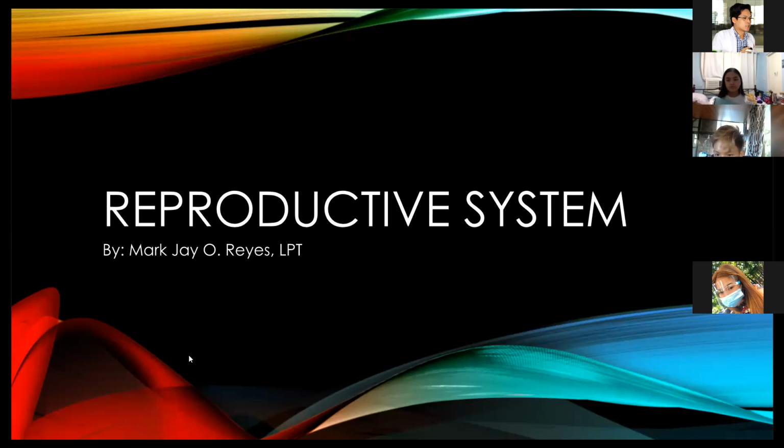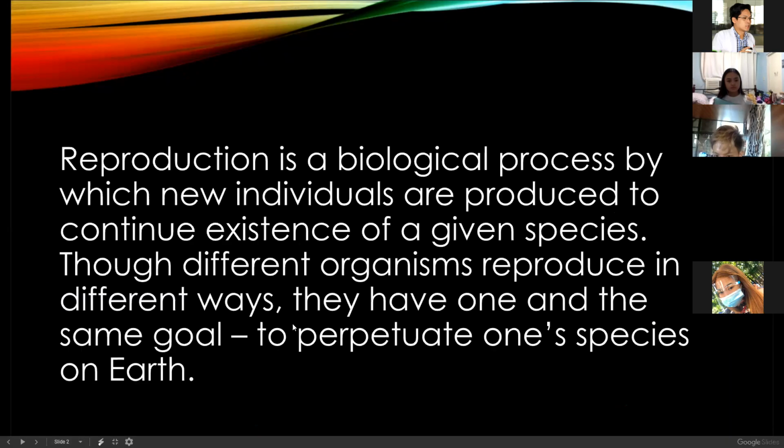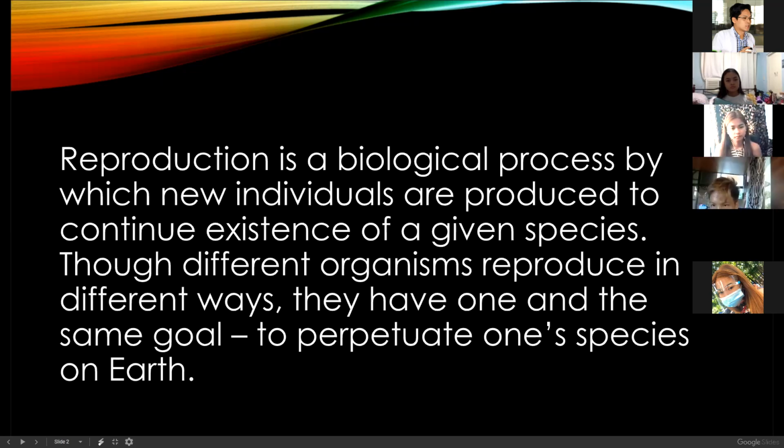Right. So the reproductive system, I created this one as simple as possible in order for us to understand further. Reproduction is the biological process by which new individuals are produced to continue the existence of a given species. That's what I told you a while ago. Without this, there is no continuation of the generation or the species. Two different organisms reproduce in different ways, but they have one and the same goal: to perpetuate one species on Earth. This is the goal of reproduction.